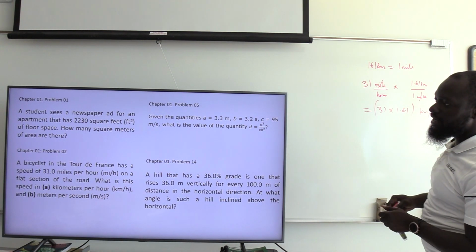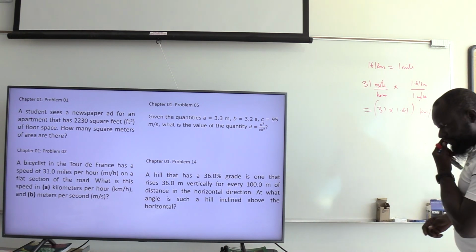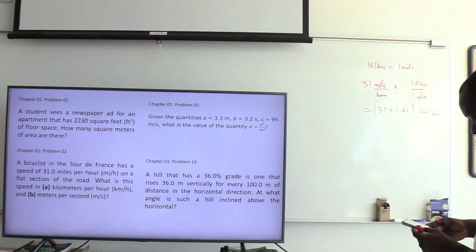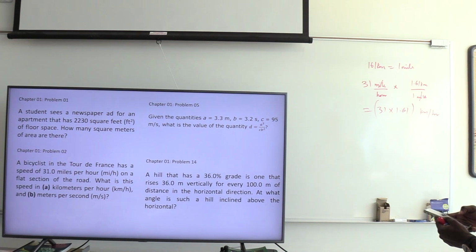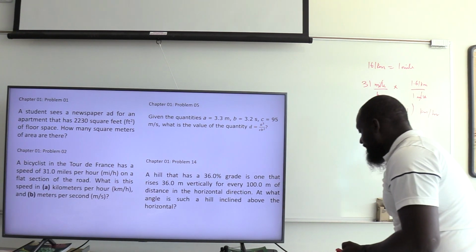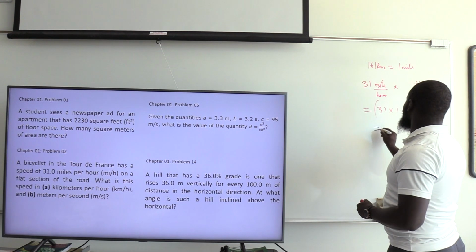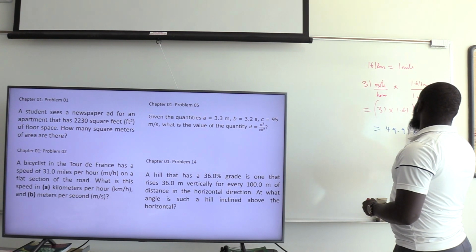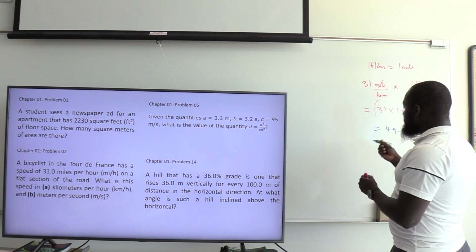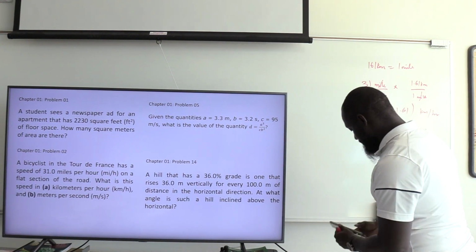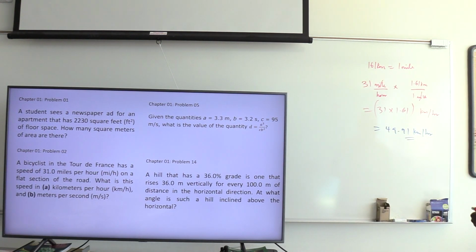So I do the 31 times 1.61 really quick in my calculator. 31 times 1.61 gives me 49.91. 49.91 kilometers per hour. Problem solved. And that's the end of that problem.